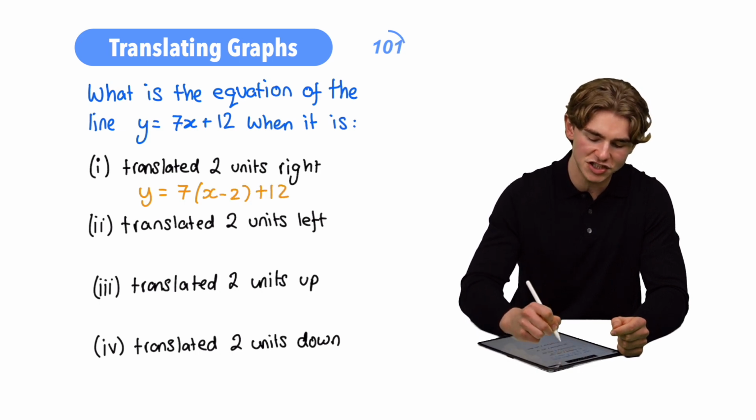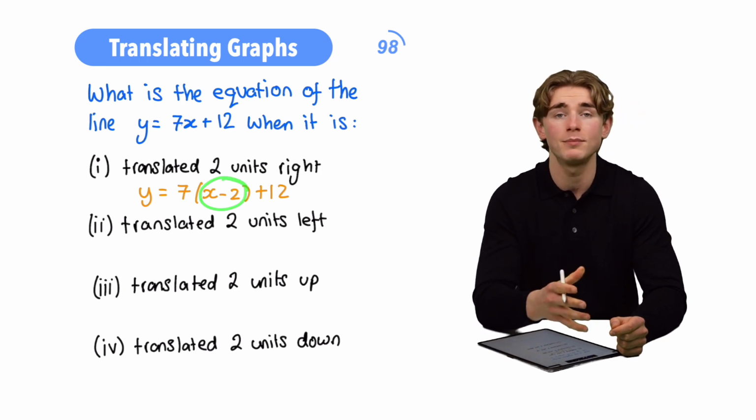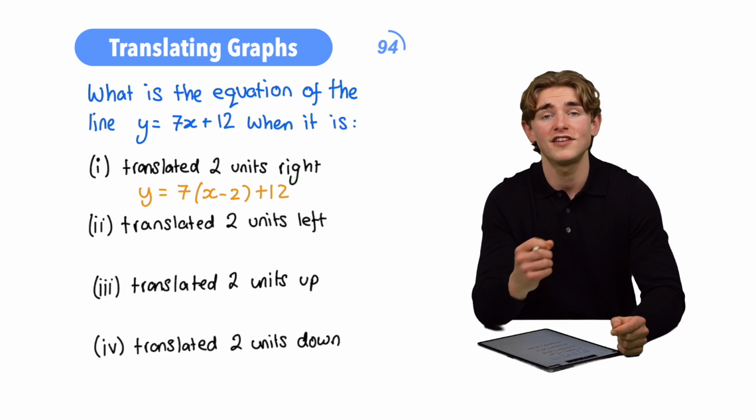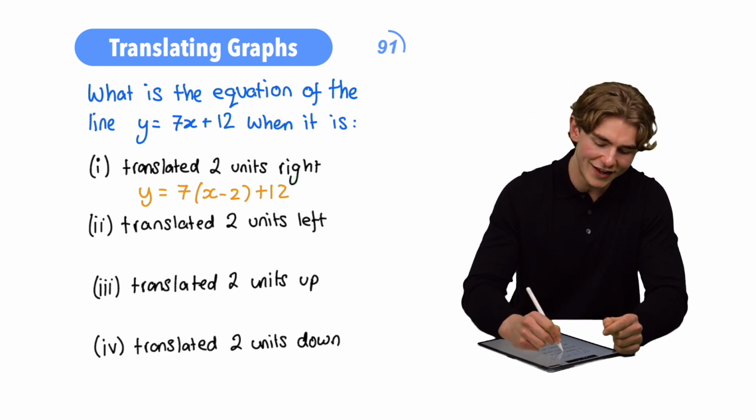Because it's in the X direction, we've done it directly to the X, and because it's also in the X direction, we're going to reverse that sign, moving right. That would be a positive movement in the X direction. So instead of adding 2, we subtract 2.